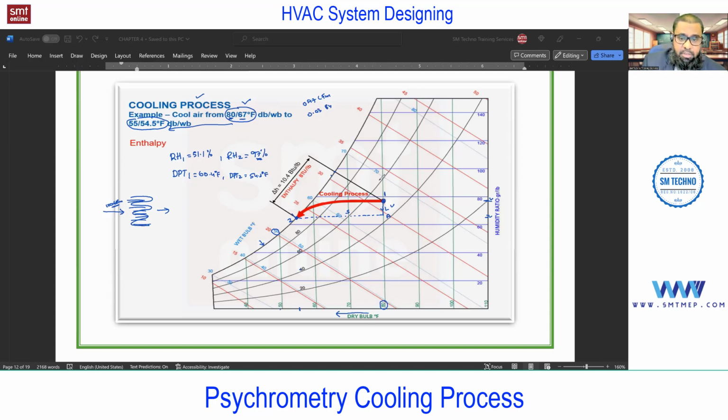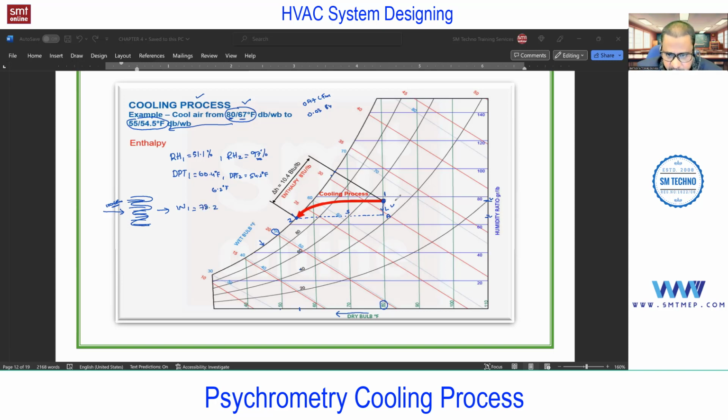Decreases. Okay, and this is the dew point temperature of what air? We're talking about this condition of air, no? And the delta T we can consider as 6.2, the difference of this. Next, humidity ratio, W. W1 I'm considering 78.2.